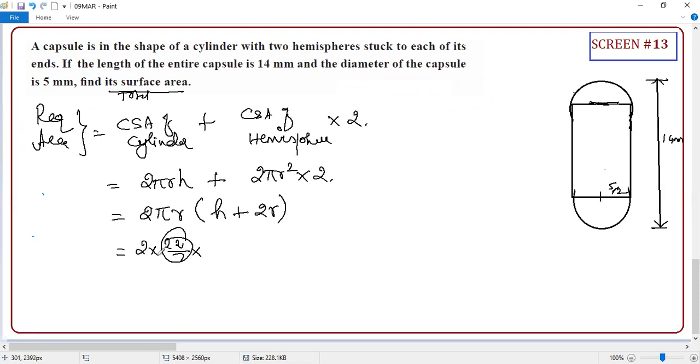Are you ready? 22 by 7. Sir, shall I put pi? You see the radius and the height. I think somewhere you will get cancelled. Let's see that. You can put pi; if it is not properly getting cancelled, you put pi. Sir, height of the cylinder we have to take as total height minus. Shivani, I'm going to tell you that.